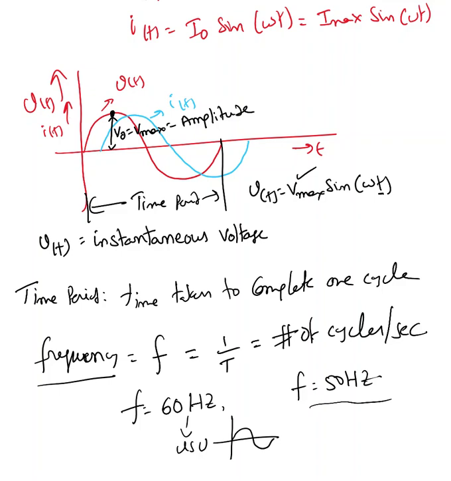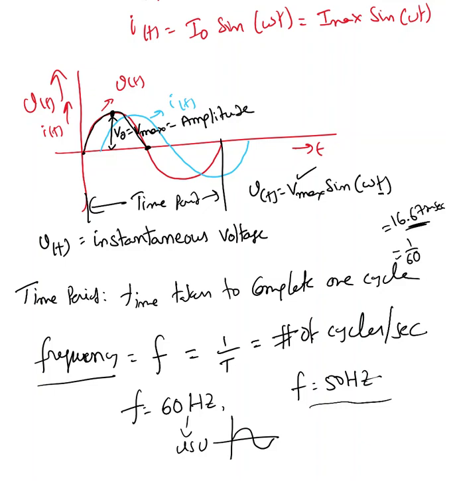If you see 60 of these cycles, what is the time period? Time period is nothing but 1 over 60, which is 16.67 milliseconds. So to complete one cycle it will take 16.67 milliseconds. To complete half a cycle it just needs 8.33 milliseconds.